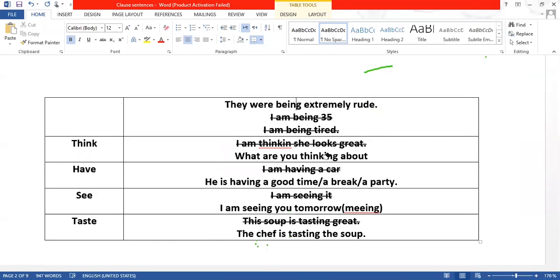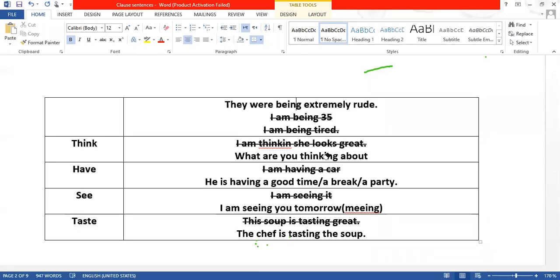Like for example, if you know a person and he is very polite and very kind, but then you meet him and you find him rude at that particular time, and you say, well, he was being extremely rude to me. I mean, he was so rude. I did not know that he was rude, but at that specific time when I met him that day, he was being rude at that time. I'm not saying that he is rude.